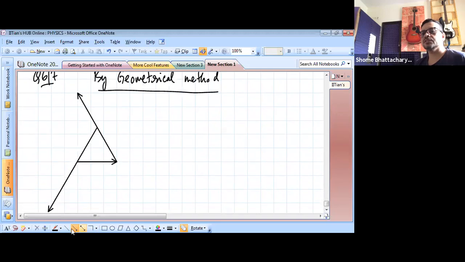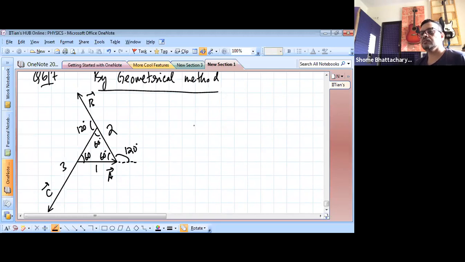According to the language of the question, they are along the sides of an equilateral triangle. Using the properties of equilateral triangle, this angle is 120 because this is 60. This is 60, so this is again 120. And this is 60, so again this is 120. But their magnitudes are equal.